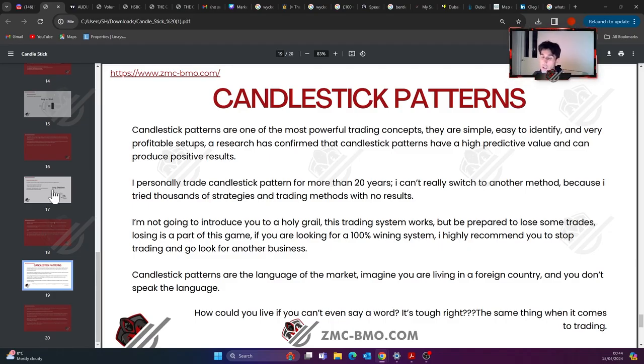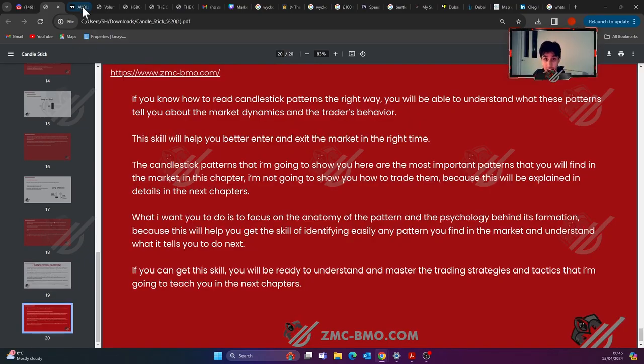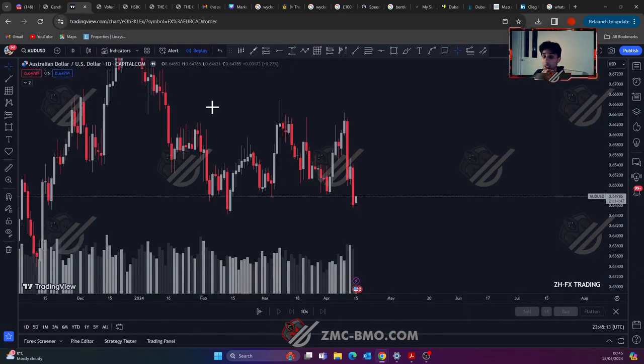Now, candlesticks are one of the most powerful trading concepts. They're very simple, easy to identify, and very profitable. Some traders say you don't need to look at candlesticks, some say you do. Well, I'll let you guys be the judge of that. Now, let's jump into it. I'll let you guys read all of this as well, by the way.